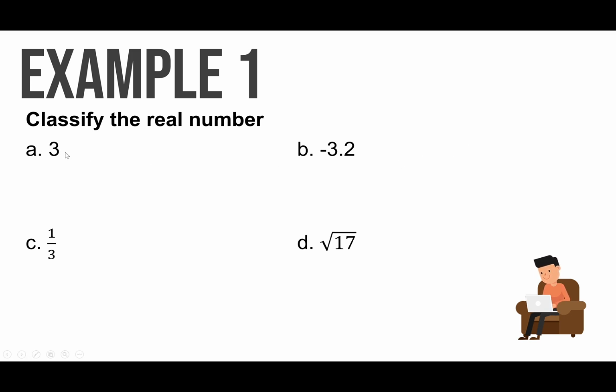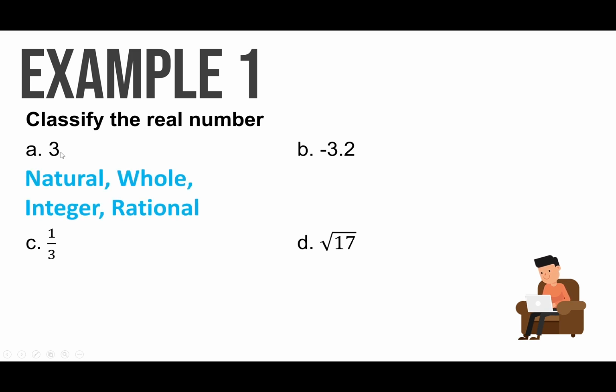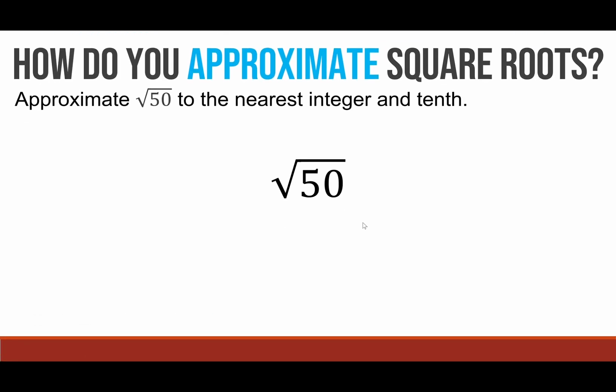The first number that I have is 3. So what is this? Well, you can say it's a natural, it's a whole, it's an integer, and it's rational. Take a look at this one, -3.2. Well, this one is just rational because remember, rational numbers are like fractions or decimals, the numbers in between integers. 1/3, this is rational, right? Same thing, fractions or decimals. And then over here, you have square root of 17. Now, if you punch it into your calculator, that's going to give you some funky number like 4 point blah, blah, blah. It's going to keep going on and on and on. So we call that irrational. Pretty simple, right?